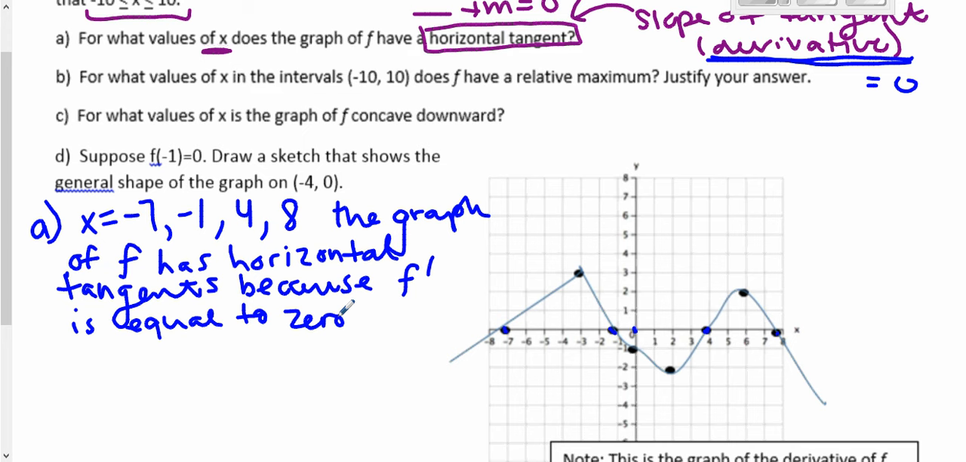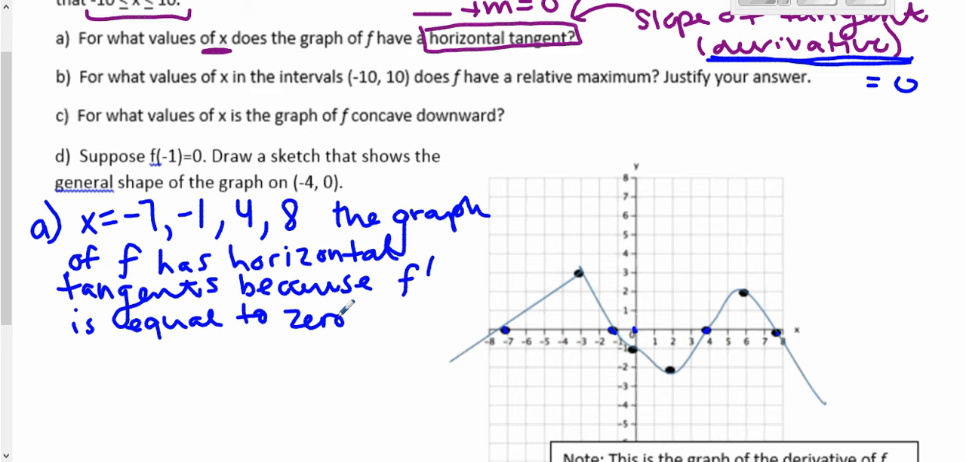Now I know that this doesn't say justify, but I usually err on the side of caution. If you know the reason, just write it down, because some years on the AP exam, they're more picky than others about how you answer and what your reasoning is. So just be careful there, okay?